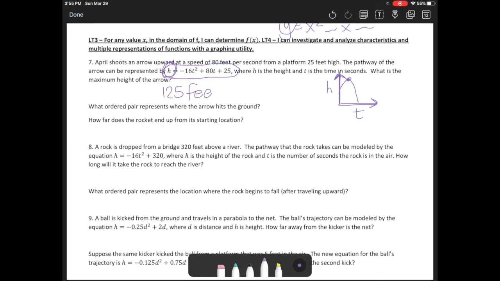Now, you would not give me coordinates. You would not say 0, 125. I did not ask for the coordinates at that point. I asked for the height. Height is a number, not an ordered pair, all right?